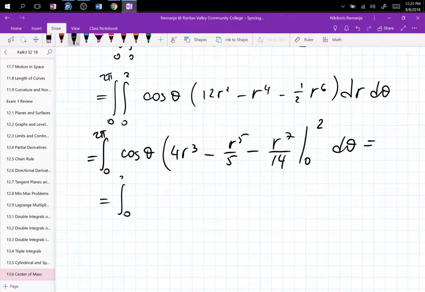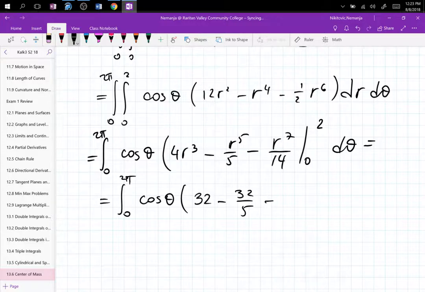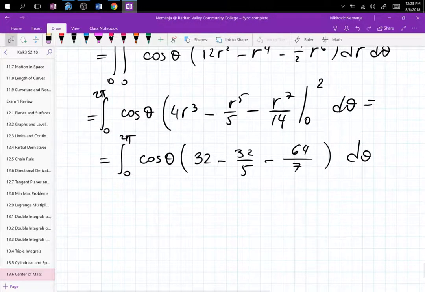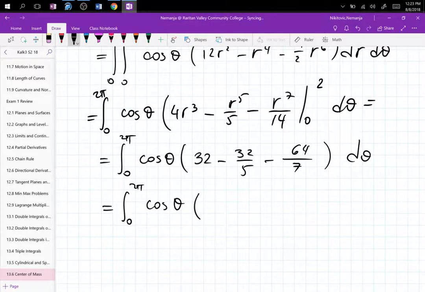0 to 2 pi cosine theta. Now that's 8 times 4, 32, minus r to the 5, 32 over 5. Minus r to the 7, so 32, 64, 128 over 14, 64 over 7. Zeros kill everything, d theta. 0 to 2 pi cosine theta. 32, 5, that's 4 times 32, 128 over 5. Minus 64 over 7.